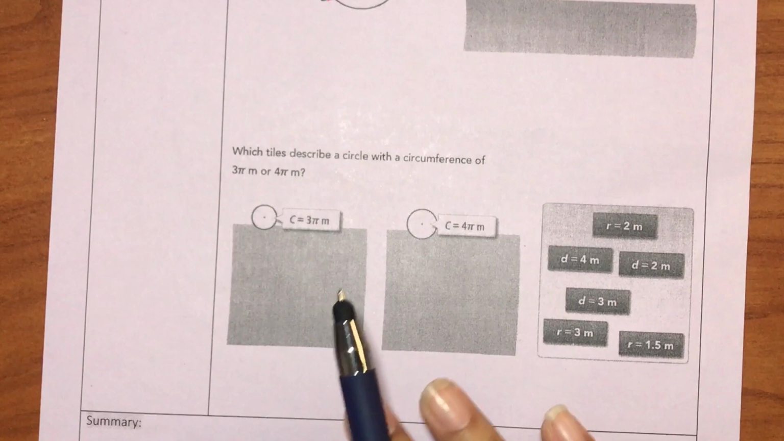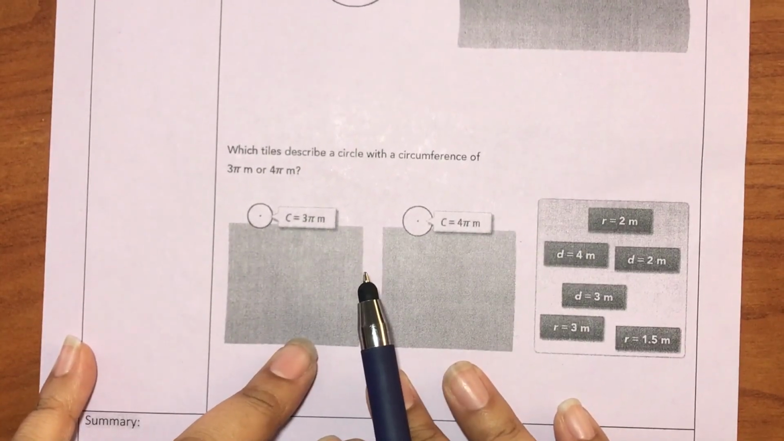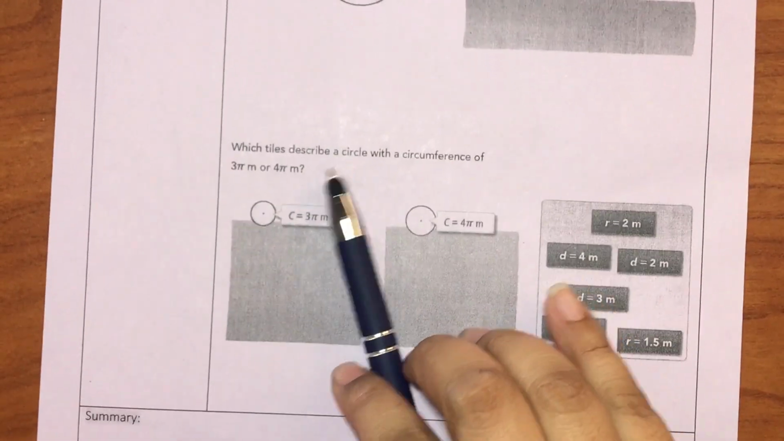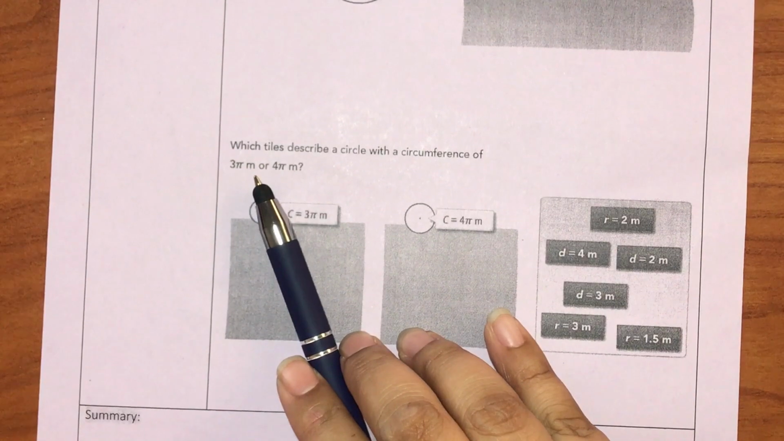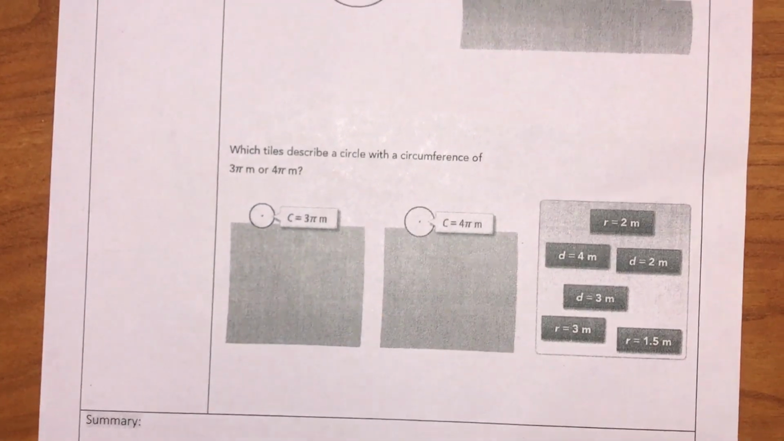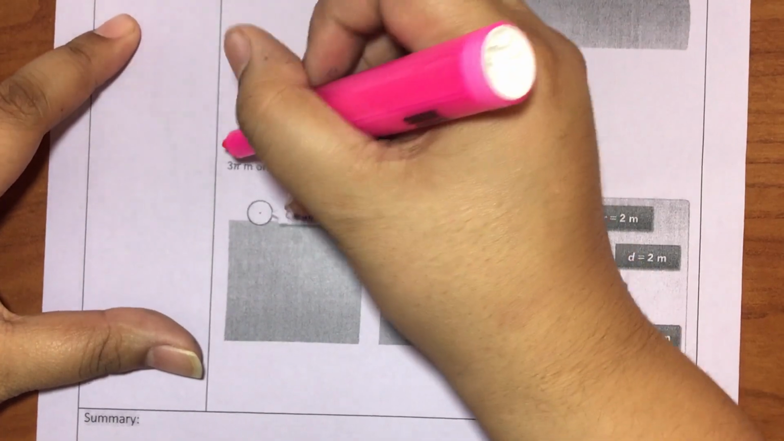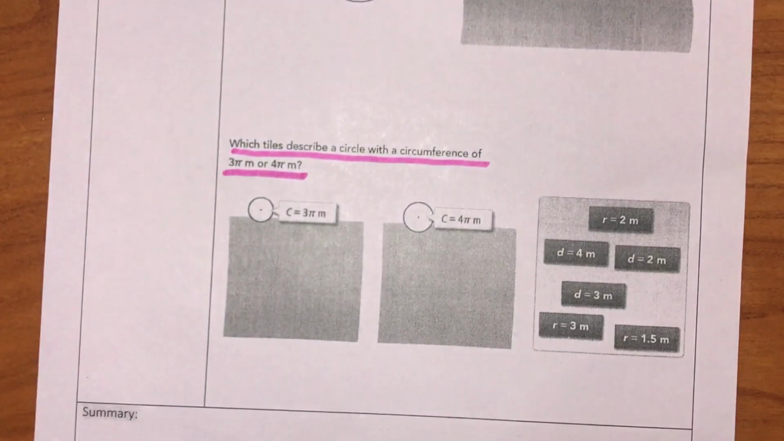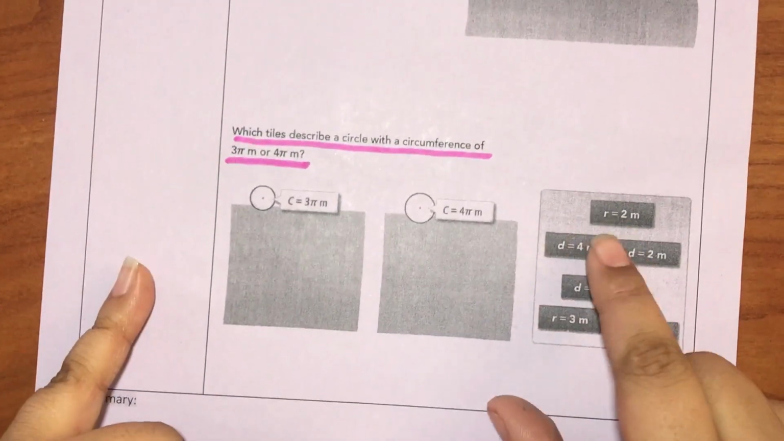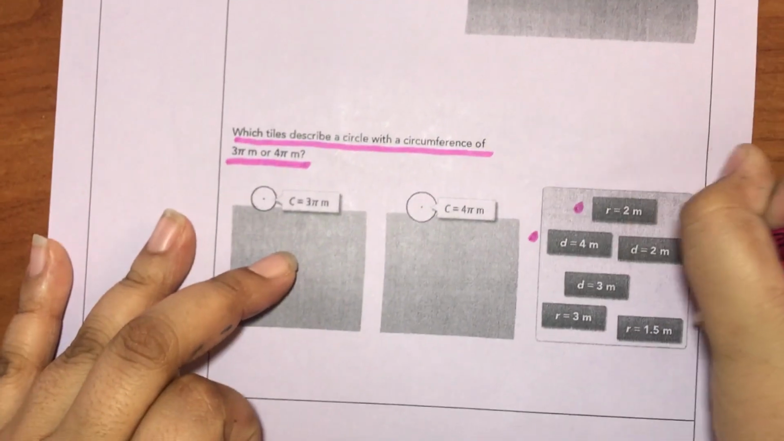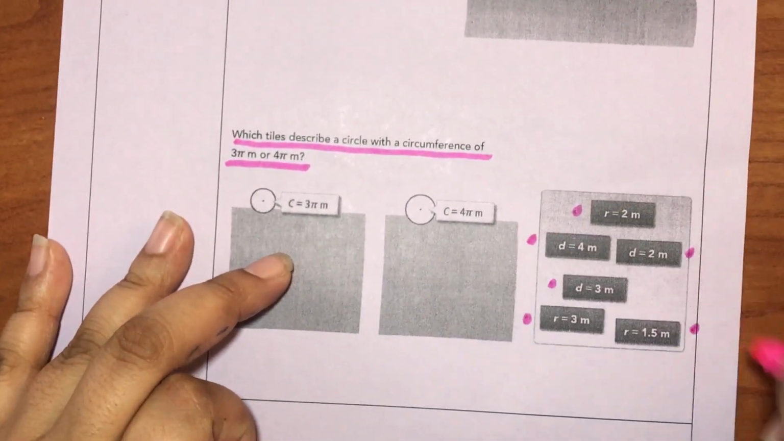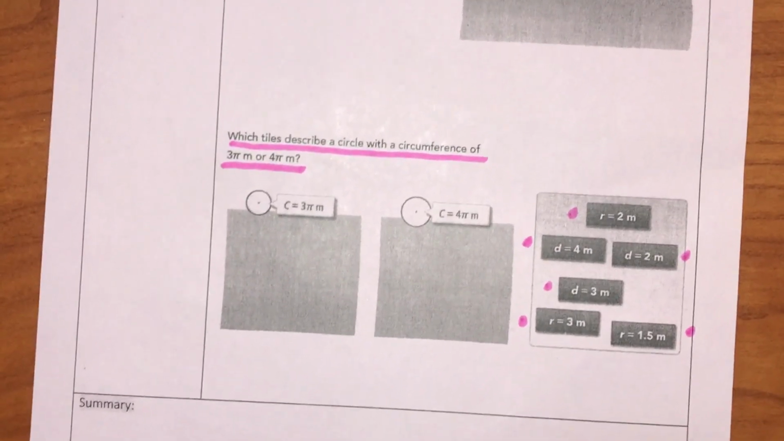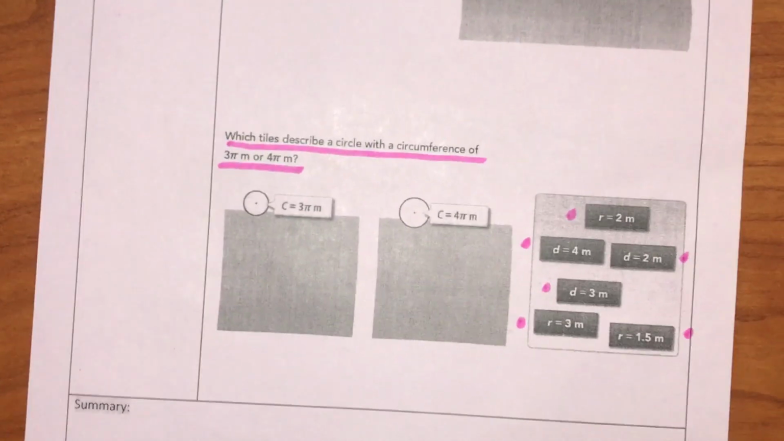Next task. You actually have to be able to see which tiles describe a circle with a circumference of 3 pi meters or 4 pi meters. We need to answer the question, you guys. Which tile describes a circle with circumference 3 pi or 4 pi meters? And we're looking at these here. We have 1, 2, 3, 4, 5, 6. Again, we're going to do one of them together. The rest you guys can do by yourself, not in a group.